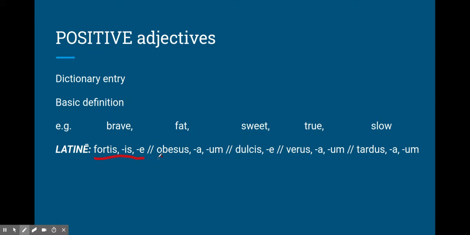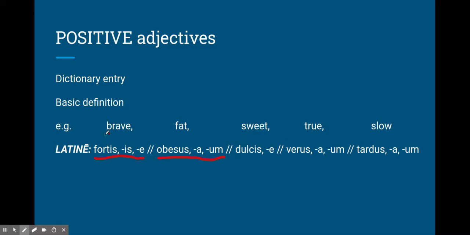On the other hand, we have adjectives like obesus, and obesus has endings from the first and second declension. First and second declension adjectives will only have endings from the first and second declension. They can describe nouns from any declension, but they are limited to their specific format. It's important to note that each of these positive degree adjectives, regardless of what type of endings they have, has endings that are suitable for masculine, feminine, and neuter.